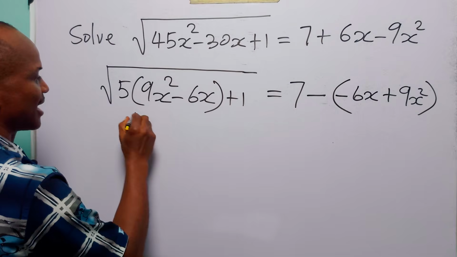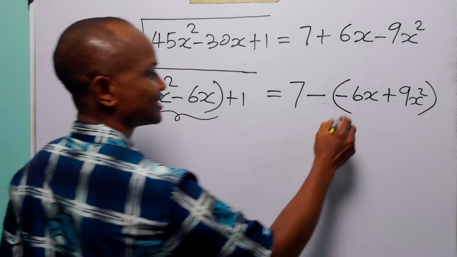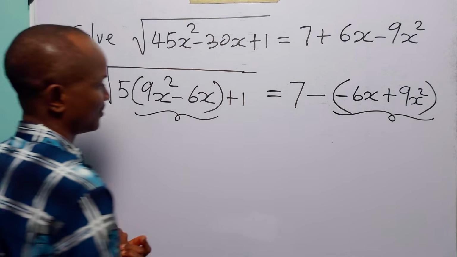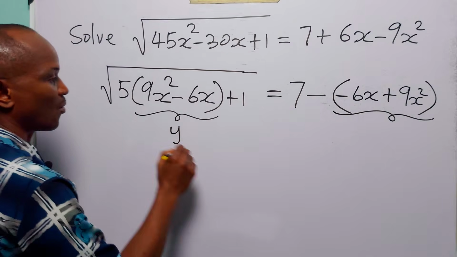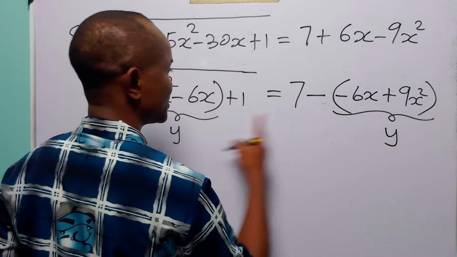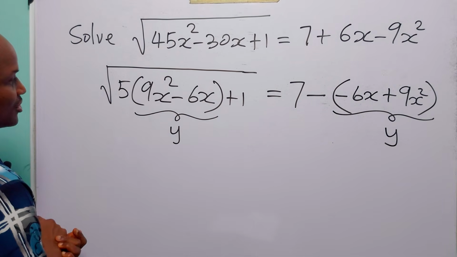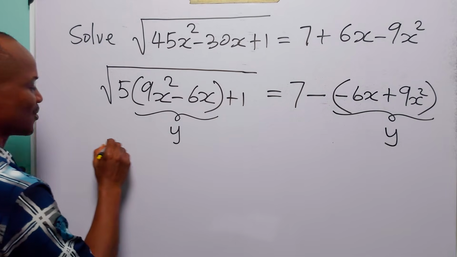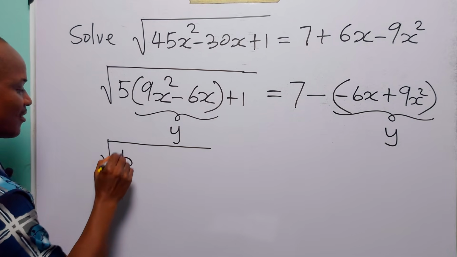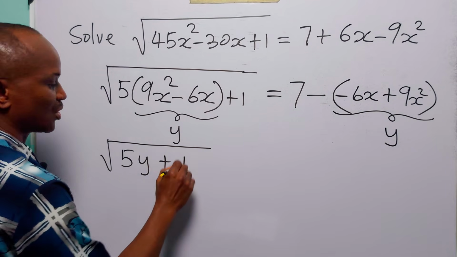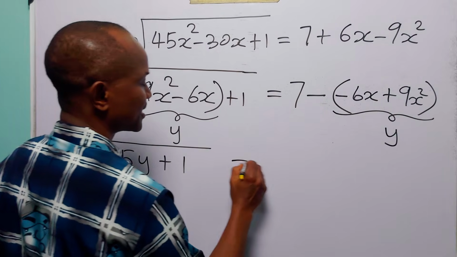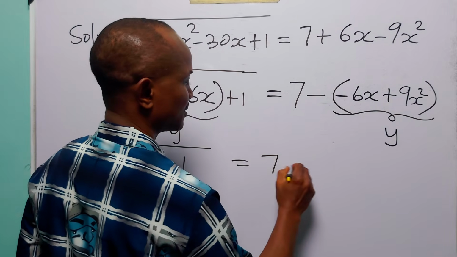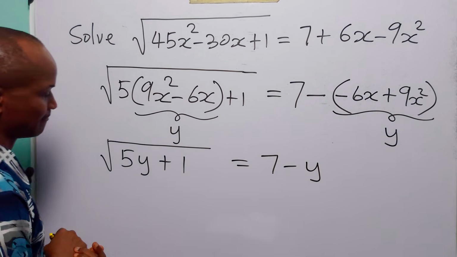Now, notice that what we have here is exactly the same as what we have here. So let us call it y. And with this substitution, this equation can now be written as the square root of 5y plus 1 is equal to 7 minus y.